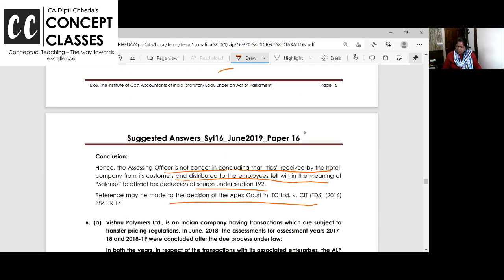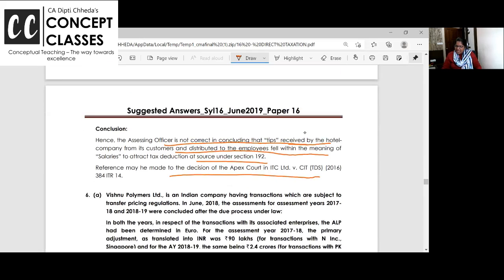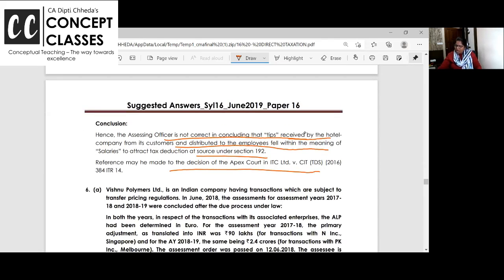Conclusion: AO is not correct in concluding that tips received by the hotel employee and distributed to employees are salaries. Reference may be made to the Apex Court ruling in ITC Limited. ITC is a hotel, no? I told you, service charge with tips is a problem in branded hotels, if you go to versus CIT. Nice. So I took half an hour to discuss 5 questions. That's fine, we will do more.